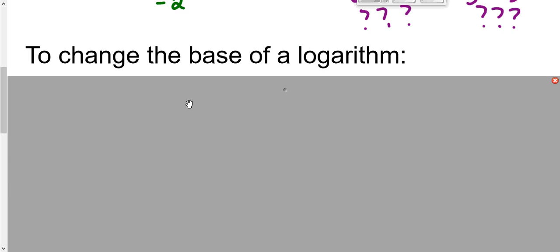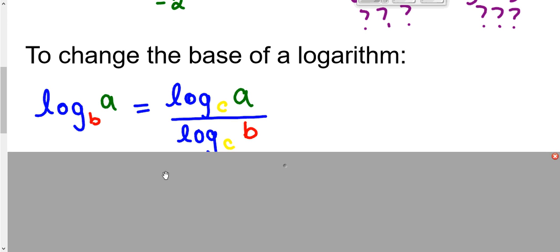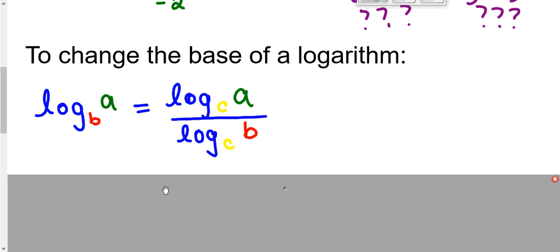So to change the base of a logarithm, here's what you have to do. If you have a logarithm with base b, so whatever they gave you, of a number a, you write it as one logarithm of your new base of a over that logarithm of your new base of b. So a goes on top, little b goes on bottom.